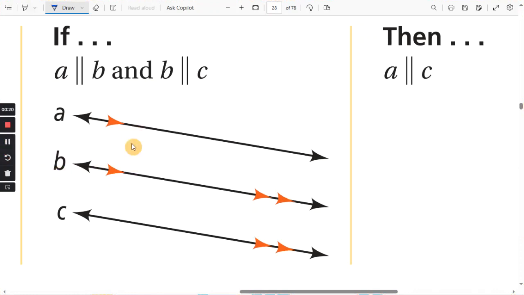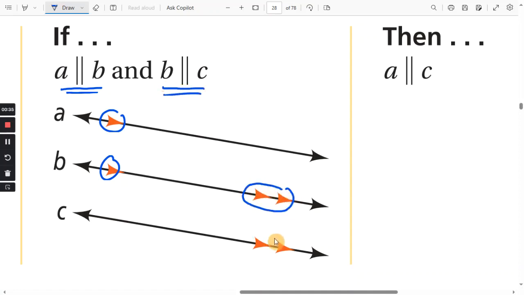So right here we have three lines. It says A is parallel to B, so we can see that right here. It's indicated that A is parallel to B. And B is parallel to C. We can see that indicated right here. B is parallel to C. Then we know that A is parallel to C. So the one on top is parallel to the one on the bottom.